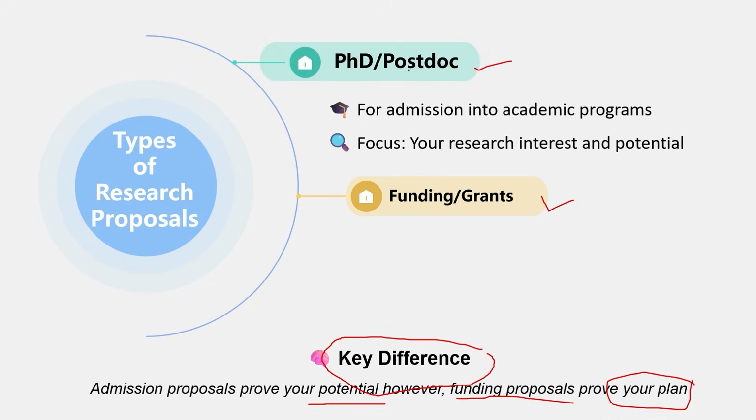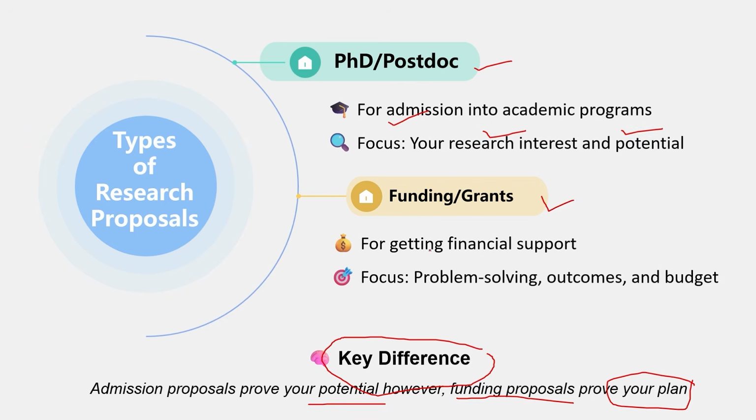In general, PhD and postdoc proposals are written to gain admission into academic programs, and the main focus is on your research interest and potential. However, for funding and grant proposals, written to get financial support for projects, the main focus is on problem solving, outcomes and budget. You must mention the in-depth budget required for instruments to carry out research activities, and that is not required for PhD and postdoc proposals.